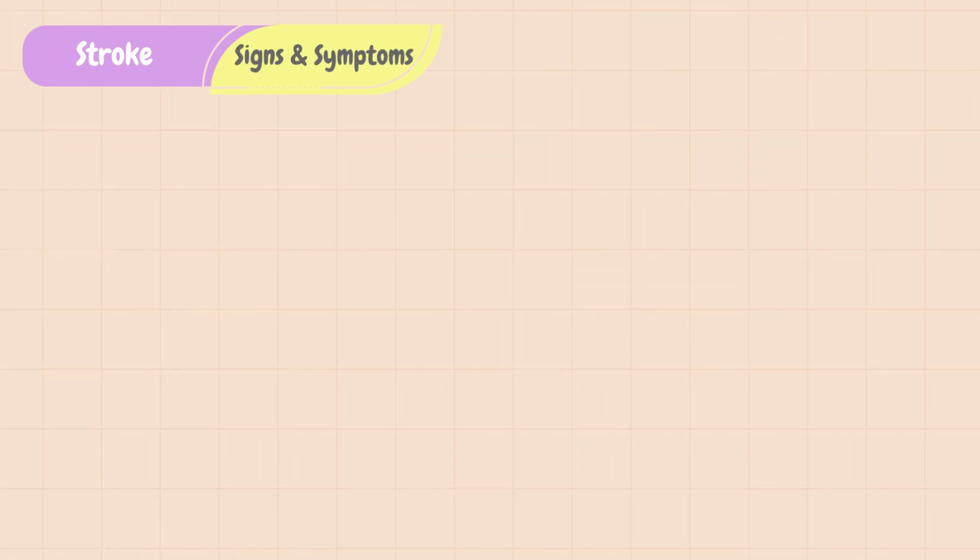Signs and symptoms. It is almost impossible to differentiate between an ischemic stroke and a hemorrhagic stroke based on symptoms. However, time is brain applies to any type of stroke, because the faster a patient who is having a stroke receives treatment, the better the chances of a complete recovery.